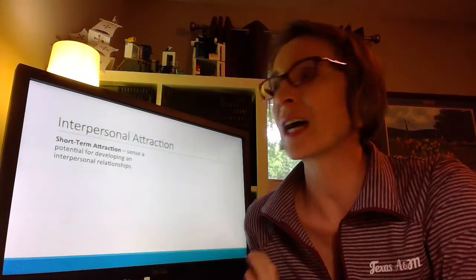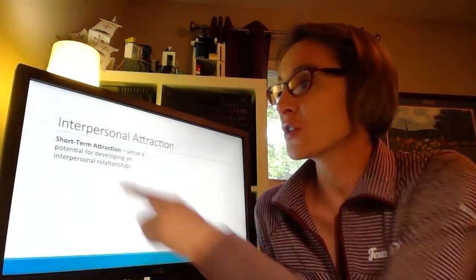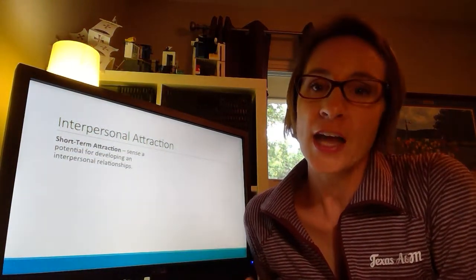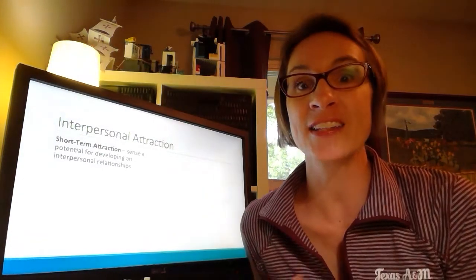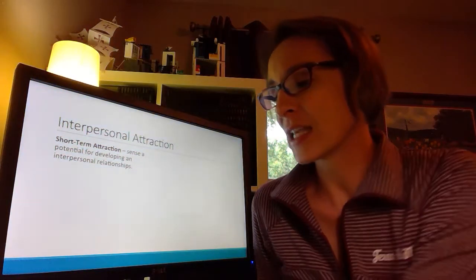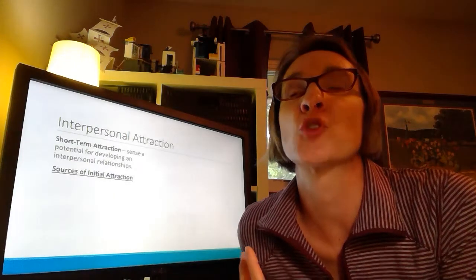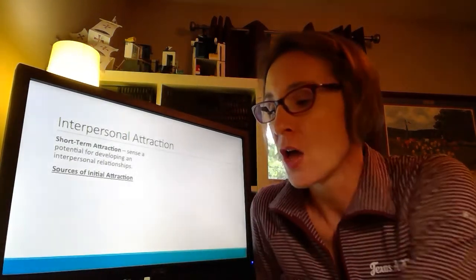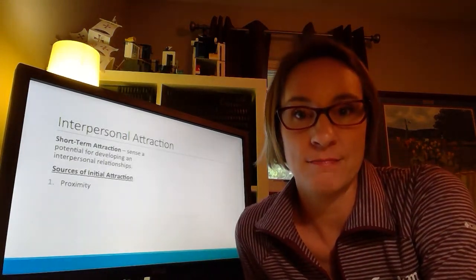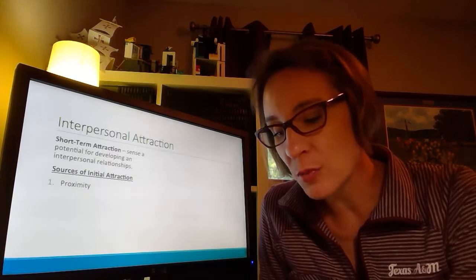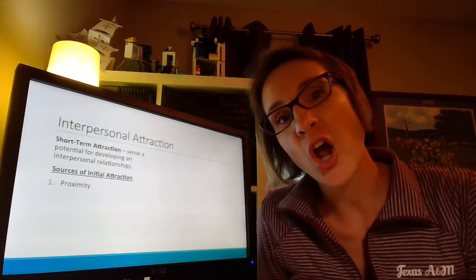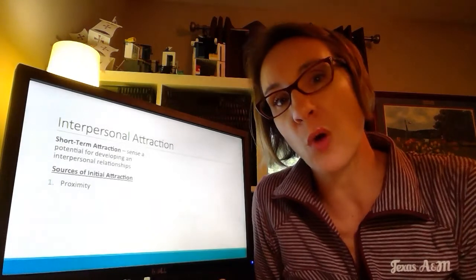So there's 2 different types of attraction. First, there's short-term attraction. And short-term attraction is what gets us into or to create or initiate relationships. Now, there's 2 different qualities that really draw us to other people. One of them is proximity. So we're more likely to form relationships with people that are close to us proximity-wise.